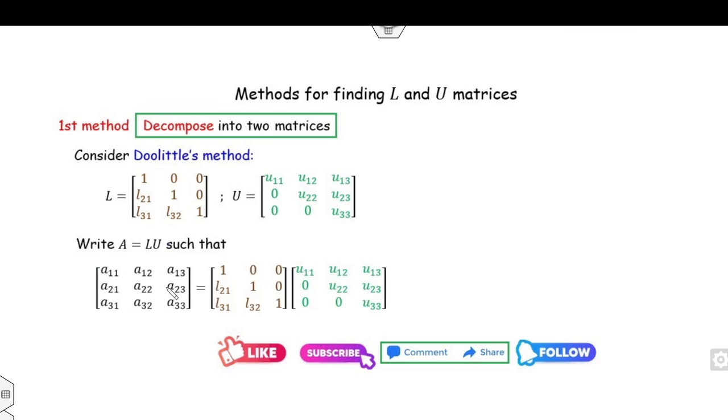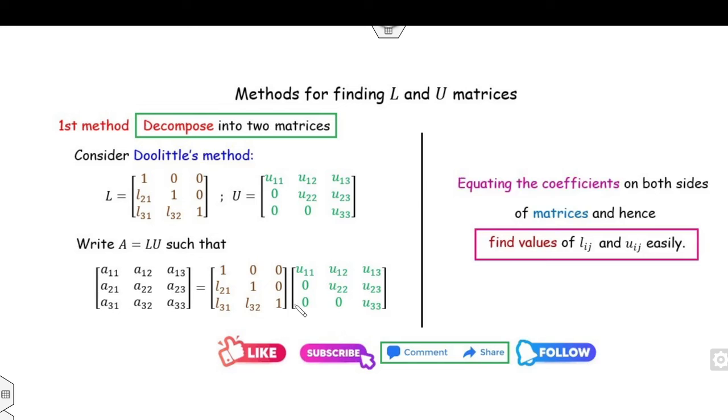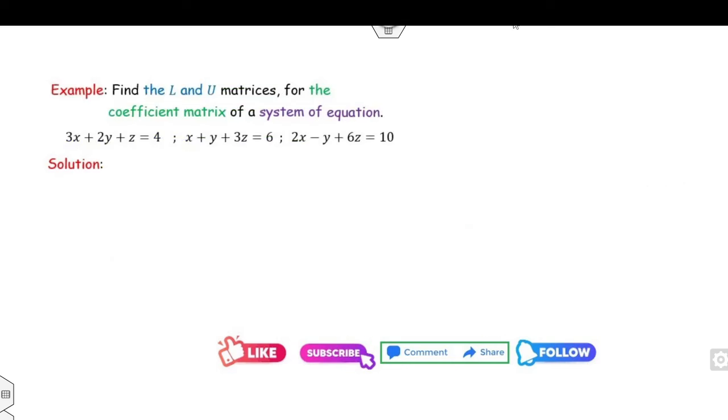Then how can you find the values of Aij? You can simply compare the coefficients on both sides. If you multiply these matrices, you will again get a 3 cross 3 matrix. Then you can compare A11. You can see the first element will be U11. Similarly, it is U12 and it is U13. If you multiply this matrix, it is L21 U11. Similarly, you can find the matrix multiplication. Then you can compare the values and you will get the values of Lij and Uij. I will explain this with the help of a numerical example. Find the matrices L and U for the coefficient matrix of the system of linear equations.